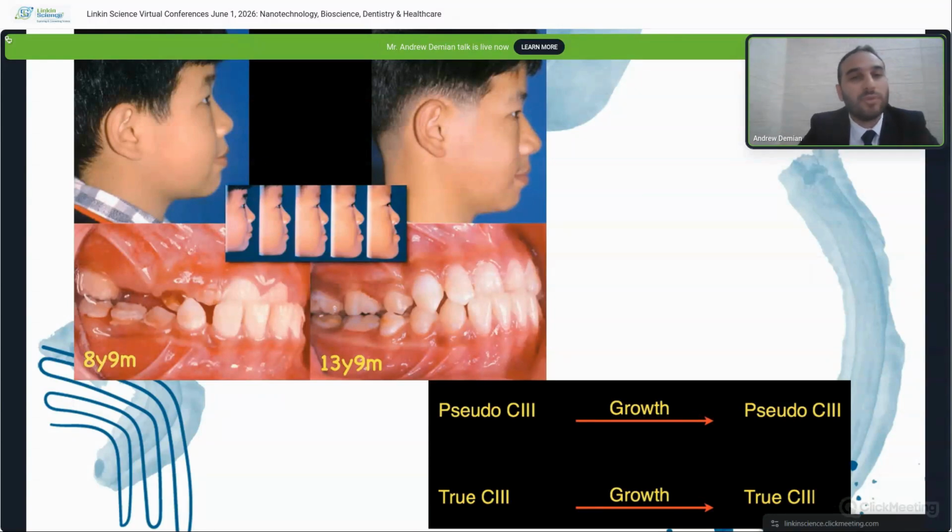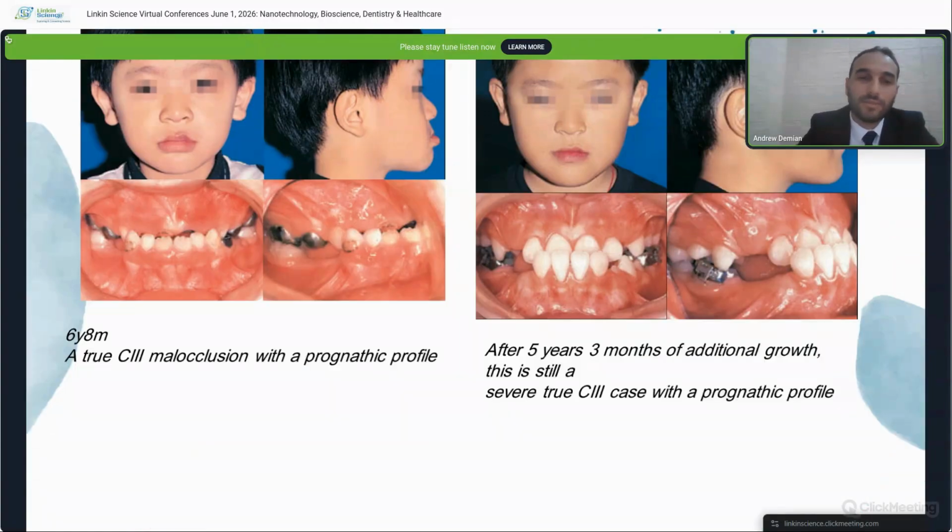So we have to differentiate the patients that really require such treatment from patients that don't, because this is extremely important, and it causes a lot of extreme intervention for patients despite them not needing it. Okay. However, if you can see this other patient, we have a clearly class 3 problem, and after 5 years of additional growth, we can see it is actually the same profile. This was a true class 3 patient rather than a pseudo one.